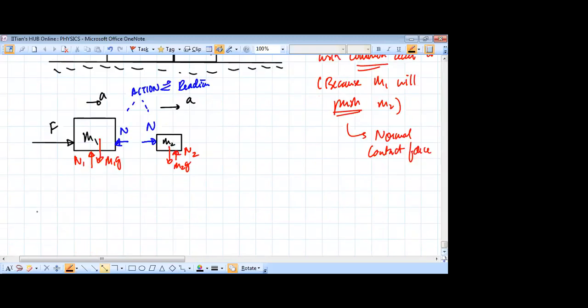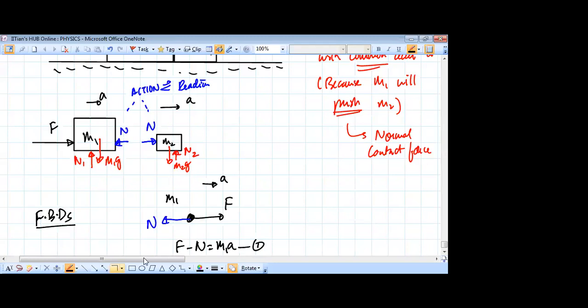So now if you look at the free body diagrams, for M1 it's like this. There is F, there is N, and that's creating a horizontal acceleration A. So F minus N is equal to M1A. That becomes our first equation. I'll come to the vertical forces, but right now they're not important.